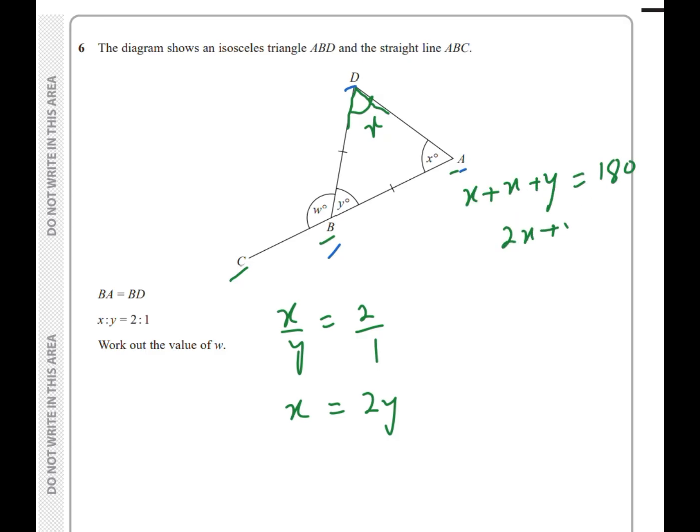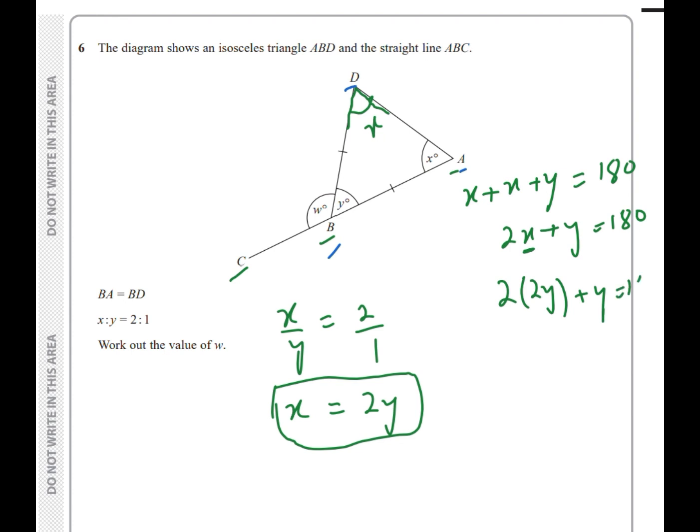This is going to give you 2x plus y equals 180. Now, do you remember what x was? Sorry, x was equal to 2y. So instead of x here, I'm going to put 2y: 2y plus y equals 180. This will give me 5y equals 180. That will give me y equals 180 divided by 5, which is, wait a second, which is 30. 5 times 3 is 15 and 6. So y is 36 degrees.